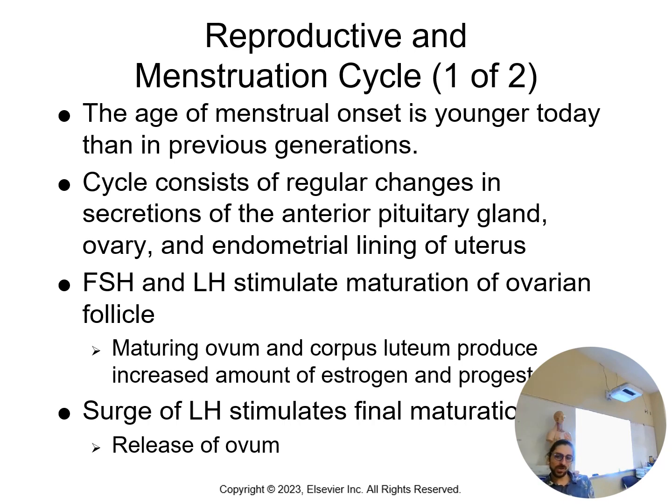So we have follicle stimulating hormone and, God, what does LH stand for? Luteinizing hormone. Thank you. These are the hormones that are precipitating your menstrual cycle changes. So your ovaries are kind of the conductors of that symphony. They're the ones letting the hormones go and letting the body know what to do, and then the body follows suit. The follicle stimulating hormone and luteinizing hormone are the ways your ovaries communicate that signal to the rest of your body. Maturing ovum and corpus luteum produce increased amounts of estrogen and progestin. A surge of LH stimulates final maturation. This is really surface level, and we'll go a little bit deeper into the menstrual cycle when we cover it.